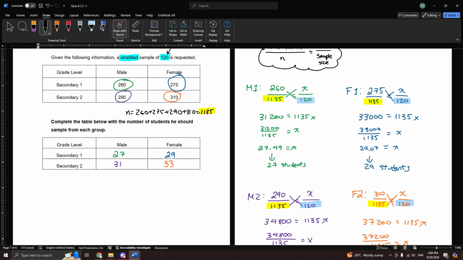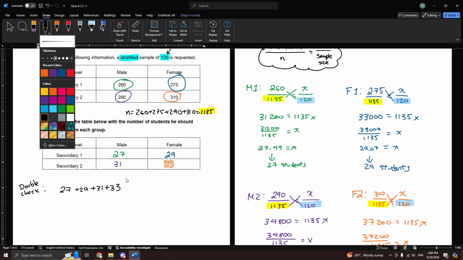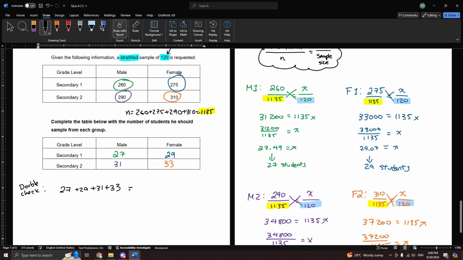But let's try in this case. We got 27. We add that to 29 plus 31 plus 33. Here, maybe you can label your work. We're going to say double check. Okay, I'm just double checking my answer. 27 plus 29 plus 31 plus 33. Perfect. That comes out exactly to 120 students. So you can put a little check mark for yourself, put a little smiley face, pat yourself on the back. You did a good job.